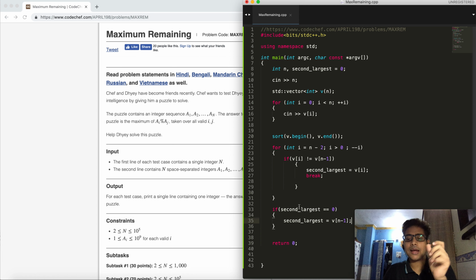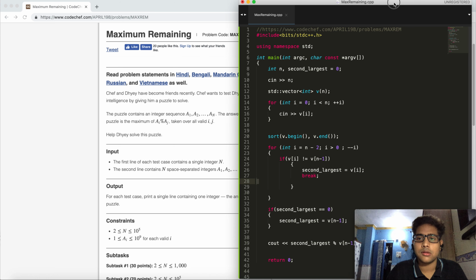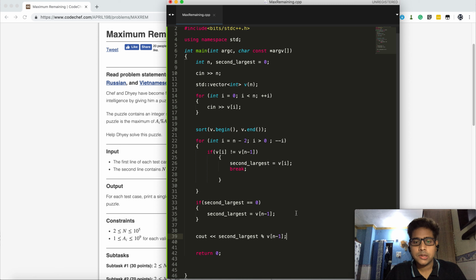In that case the second largest number is equal to the largest number itself, because every number is the same. So just for handling that edge corner case, I'm writing this condition: if second largest is equal to 0, second largest is the same as the largest number. Now that we have the largest and second largest number, we need to print second largest mod the largest, which is stored at v of n minus 1. This is the output.